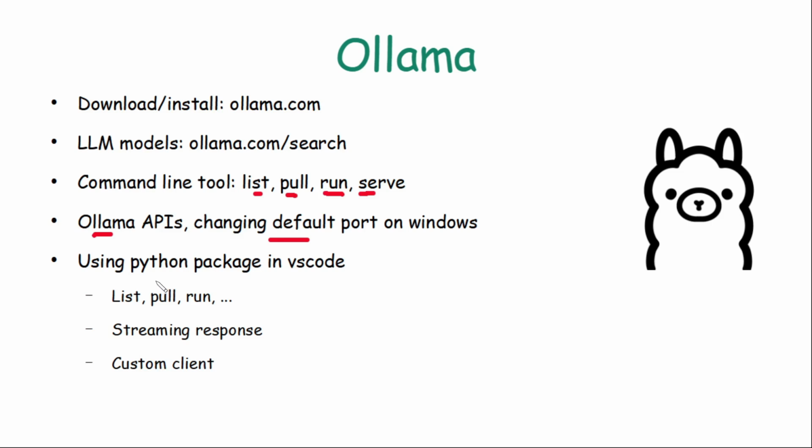Then we will start doing some coding. So we will be using Python in Microsoft VS Code, and we will be running some of the Ollama commands from inside Python. And then we will be streaming responses from Python. And I will show you how we can write a custom client also using the Python API. So at the end, you will be learning how to use open source models through Ollama and using it in your Python application.